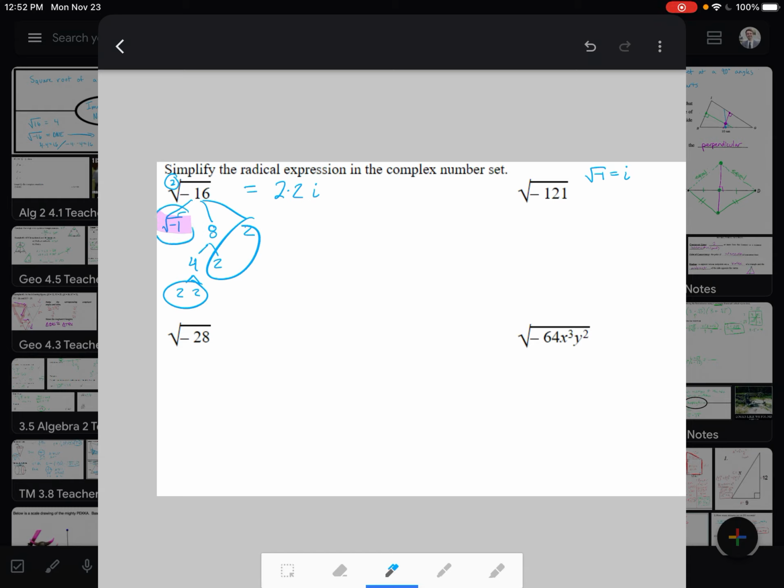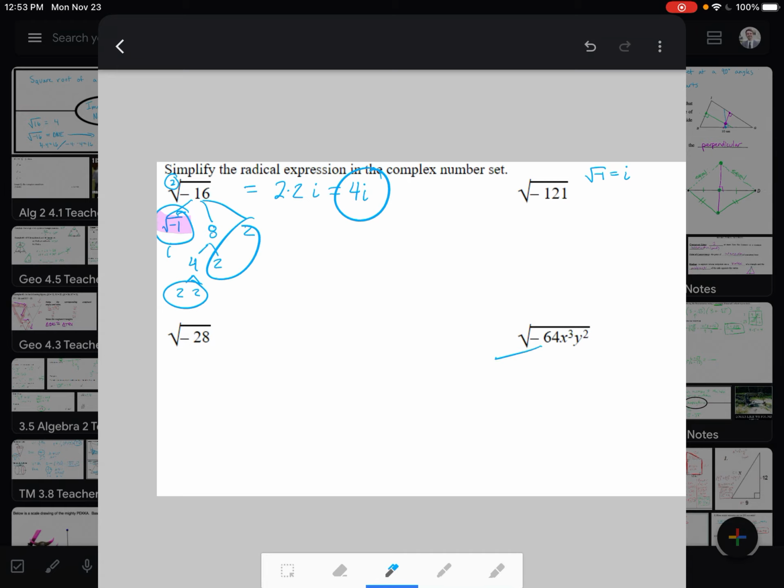So we are rewriting this here as i. So our final answer is 2 times 2 times i, or just 4i. So that's what we're looking for in these solutions here: whenever you see that negative, it basically means you're going to be taking a root of negative 1 out.